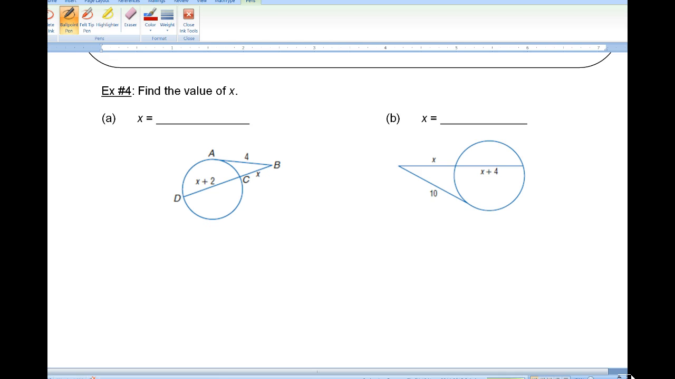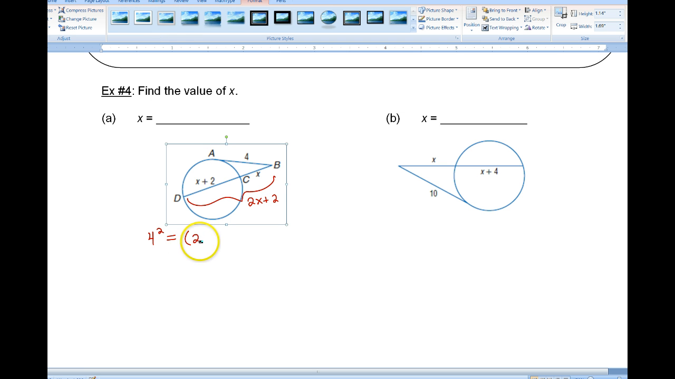Okay. So what would this look like for number 4, example A? Well, it'd be 4 squared equals, what's the entire secant? Be careful here. 2x plus 2. Good, 2x plus 2 times x. So we have 16 equals 2x squared plus 2x. Now 2x squared plus 2x minus 16 equals 0. I'm going to move everything to one side first.